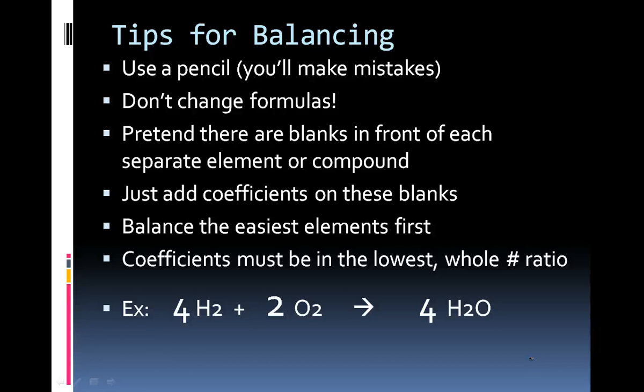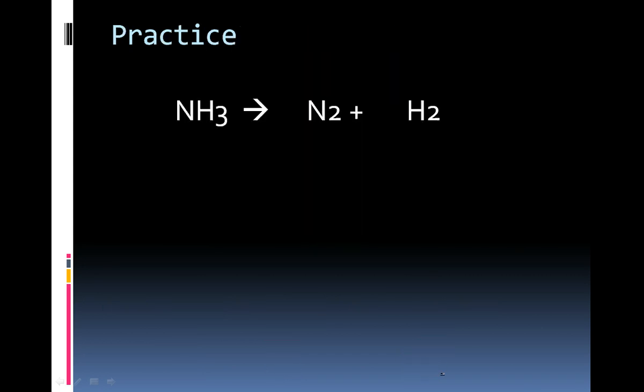It helps out if you balance the easiest thing first, and usually the equation just works itself out. And lastly, coefficients must be in the lowest whole number ratio. If you notice the reaction down here, I can divide everything by 2, right? So this equation is incorrect because I can divide everything and get a ratio of 2 to 1 to 2. So it's always got to be in the lowest whole number ratio. We're going to practice a few. What I'd like you to do is go ahead and write that in your notes.